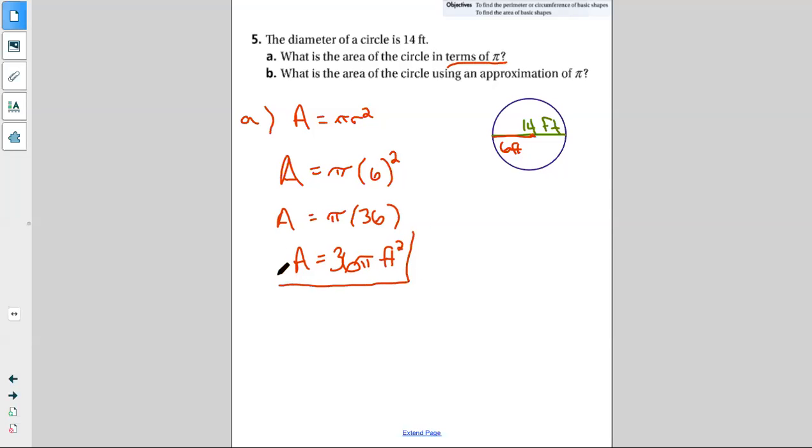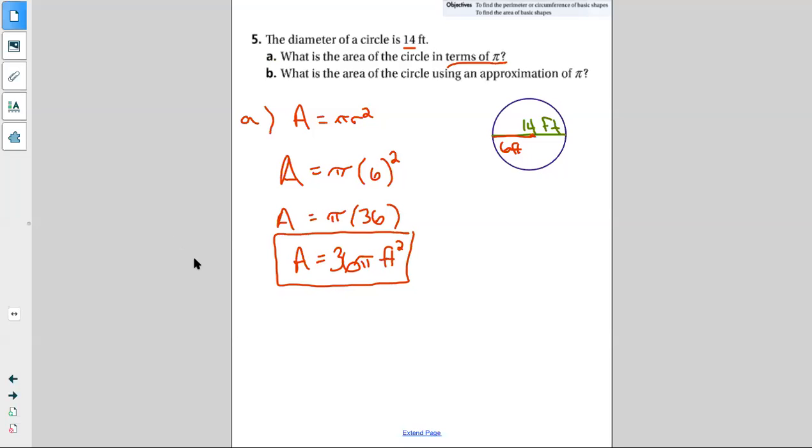Right, so part of your assessment on this question will be, did you leave the correct units? Did you leave it in terms of pi? And did you use the formula appropriately? Again, read the question carefully. It's real easy to assume that this is a radius, but it's a diameter. So you'll need to know how to address that when you come to it.